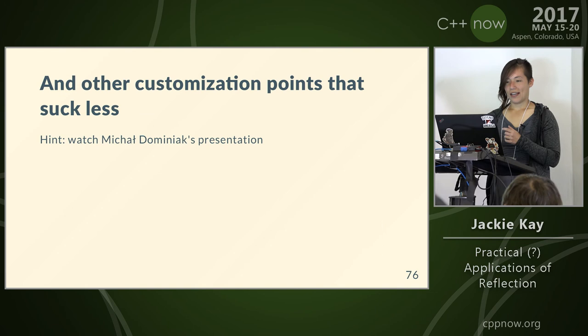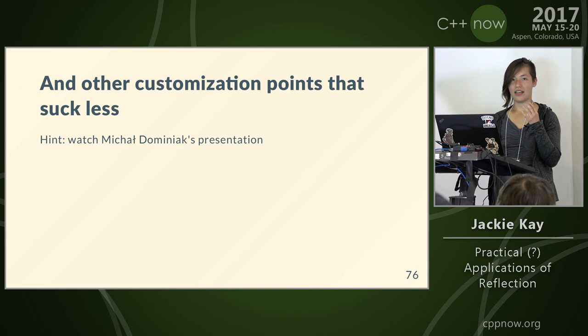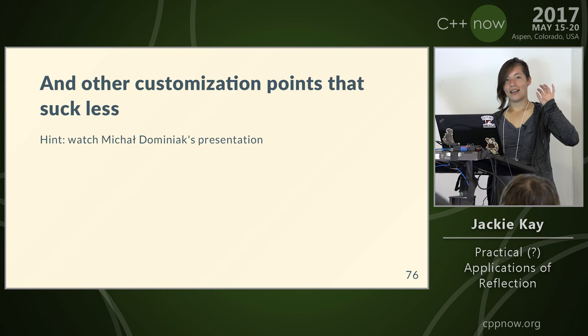Okay, and there are many other ways to use the ability to define a parameterized identifier, member identifier or function identifier at compile time to implement customization points. Go to Michał Dominiak's talk if you're wondering about how this would work. Be warned that there are macros. Don't be afraid of macros.